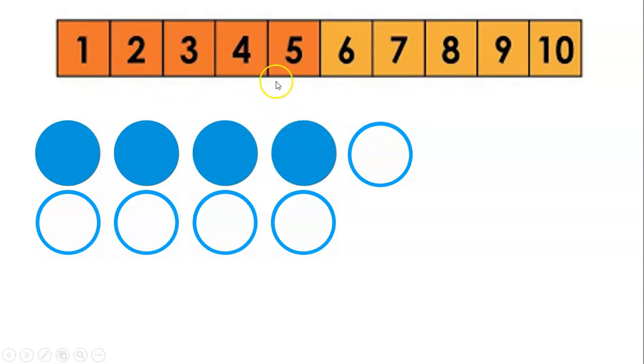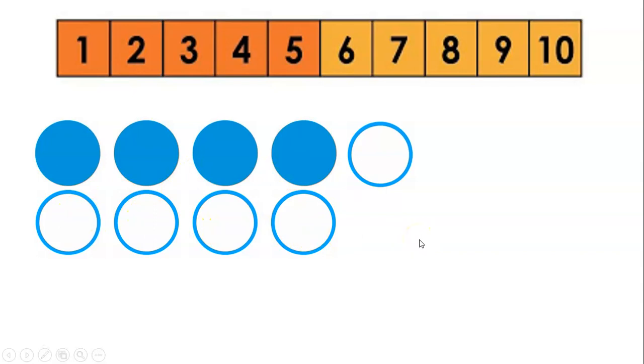Correct, we're going to go that way. So 4, adding 5. We're going to jump 5 spaces. 1, 2, 3, 4, 5. Is 9 correct? Yes. Now let's count the circles. 1, 2, 3, 4, 5, 6, 7, 8, 9.